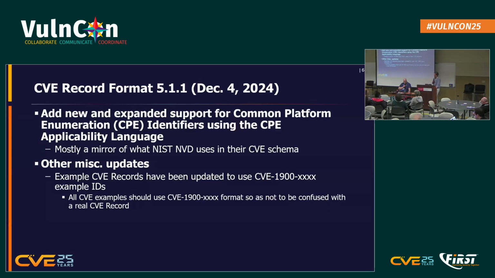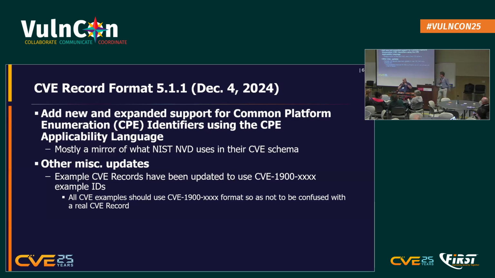CVE record format 5.1.1 was released in December of last year. The big addition with that was the ability to add CPE data in a more robust way. I know it's not represented on the slide. We did allow CPE prior to that, but it wasn't very usable. You want to talk about your experiences with that?